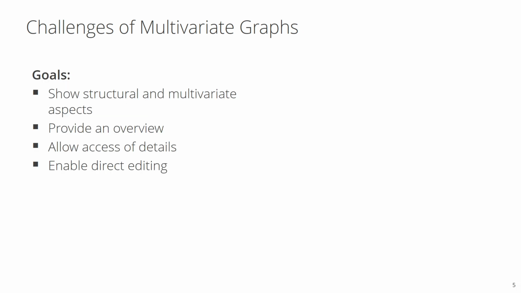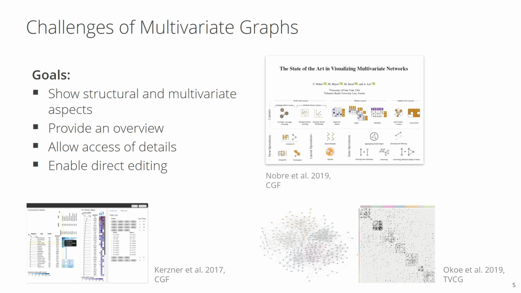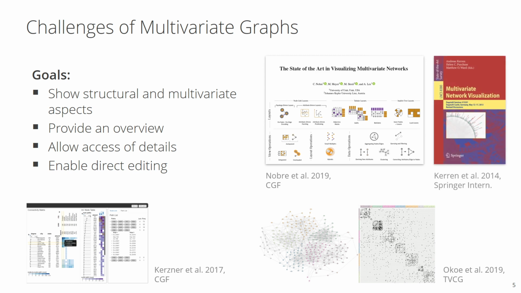Of course, we are not the first that aim to address these challenges. There's a notable body of work on how to visualize multivariate networks out there. Here, Nobre et al.'s recent state-of-the-art article or Karen and colleagues' book are providing good overviews. However, the existing solutions are often optimized for one certain aspect, for example, showing the structure, or the multivariate aspects, or revealing the specifics of one particular dataset.